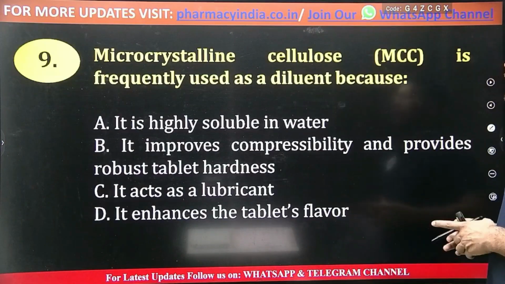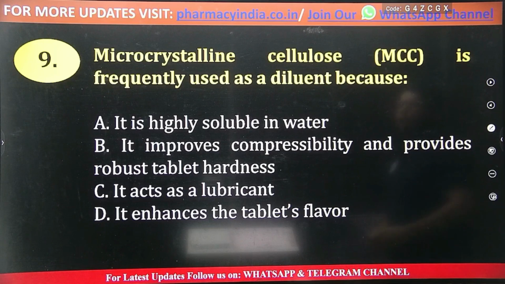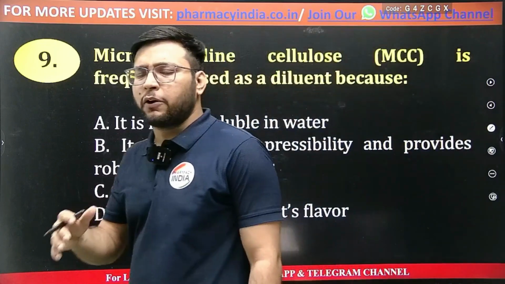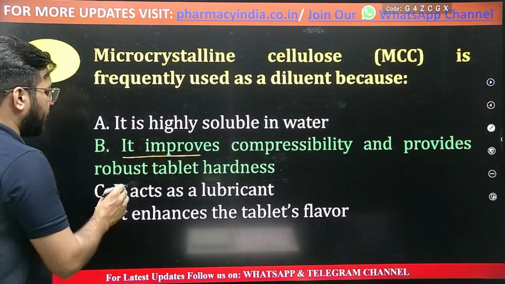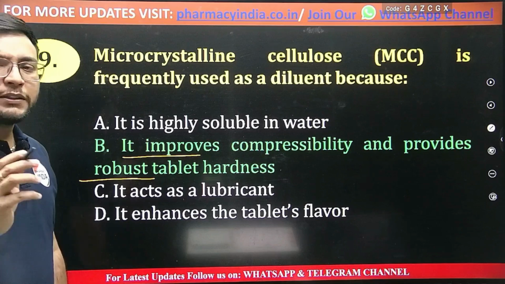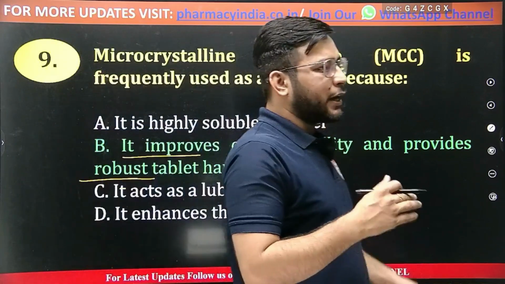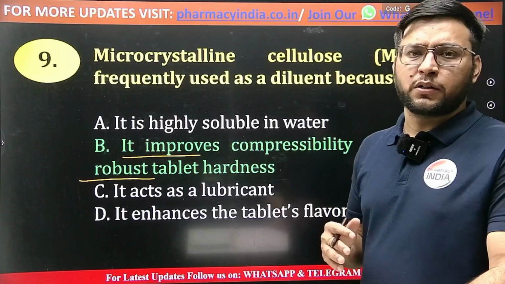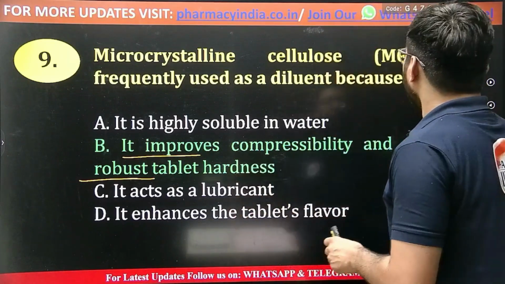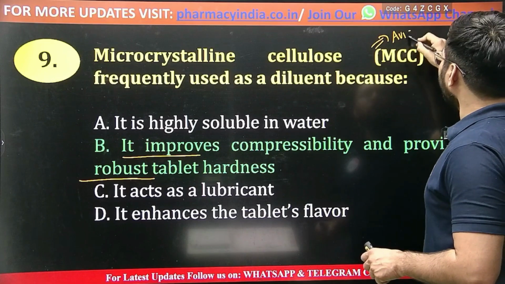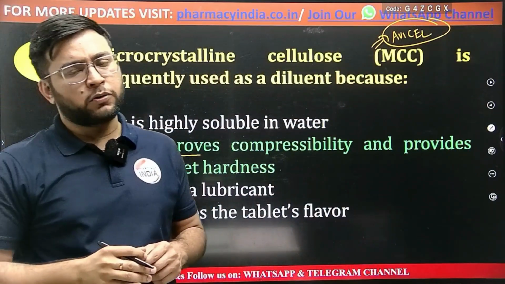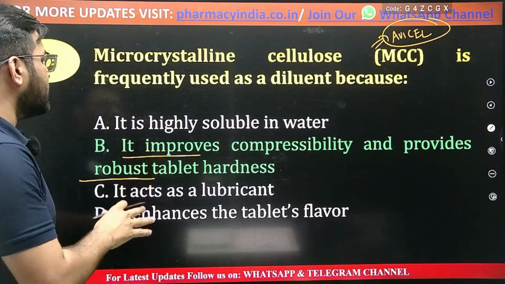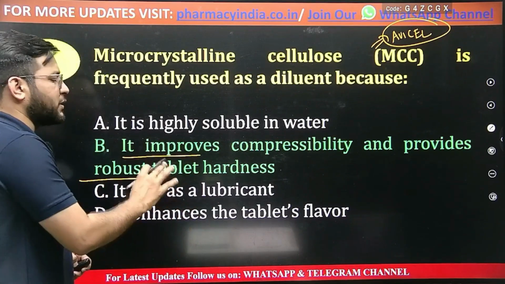Now the next question is, microcrystalline cellulose is frequently used as a diluent because why? Because it improves compressibility and provides robust tablet hardness. The other name of microcrystalline cellulose is Avicel. Yes, the trade name of microcrystalline cellulose is Avicel. So the correct answer is, it improves compressibility and provides robust tablet hardness.